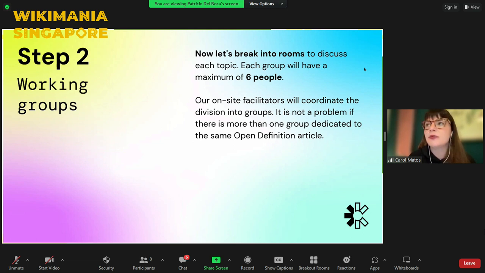What do we want? We want you to go to the Etherpad link and, of course, first discuss, but we do need one person per group to be a note taker, so we can write down the main takeaways from this discussion. Next slide.